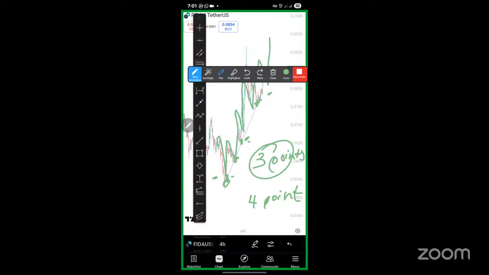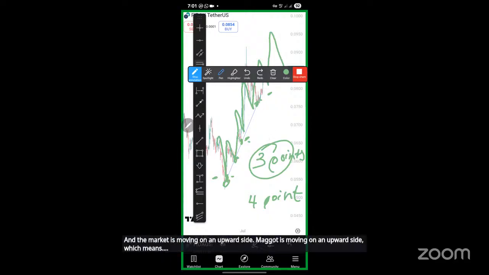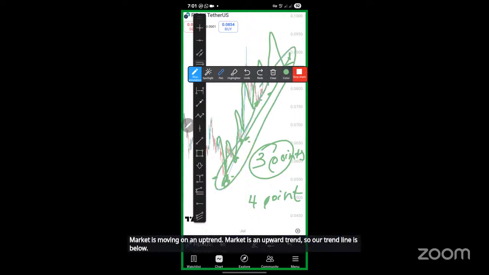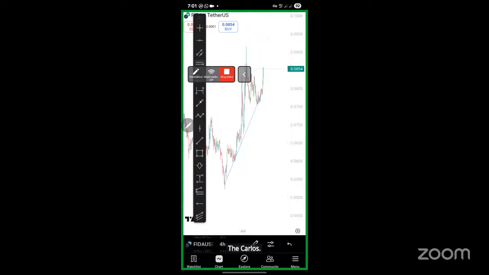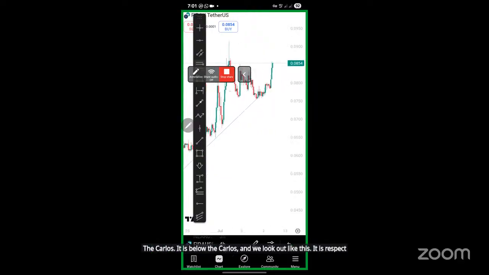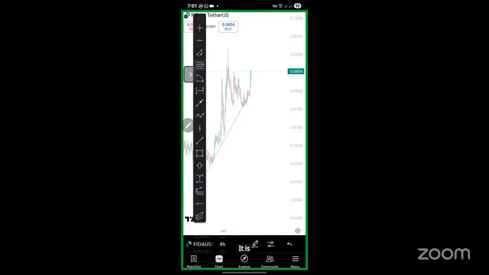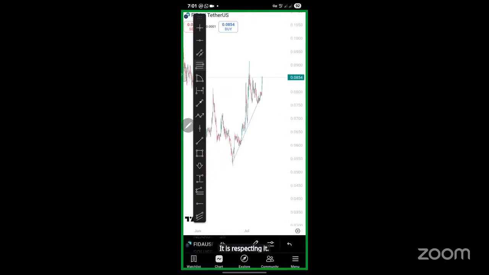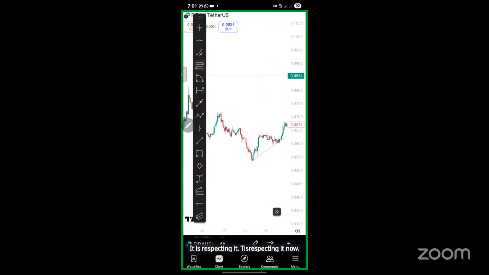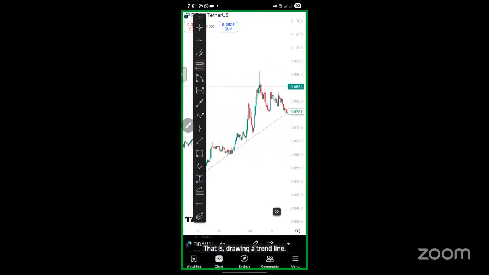Market is moving on an upward side. It means the market is on an uptrend. So our trend line is below the candles. And when we look at it like this, it is respecting it. Now, that is drawing a trend line on an upward trend.